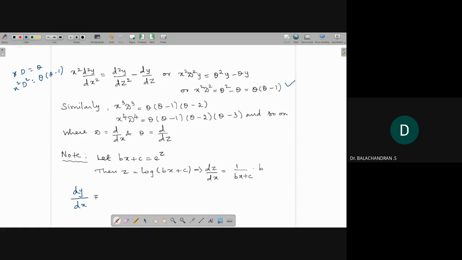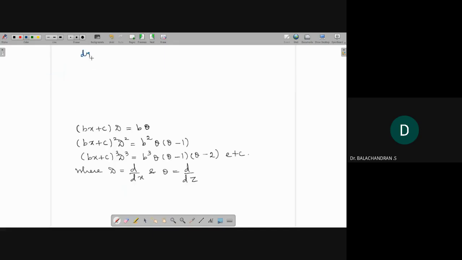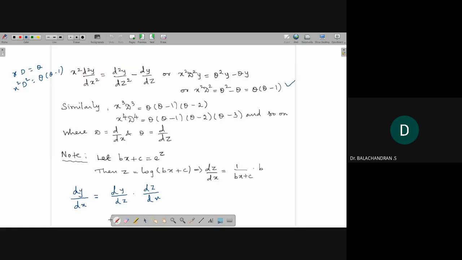So dy by dx is equal to dy by dz into dz by dx. Now, next page I'll write. So dy by dx equals dy by dz into dz by dx, and dz by dx is b by bx plus c.